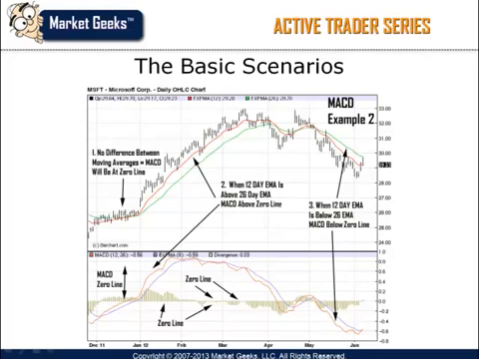Second, when the fast 12-bar EMA moves above the 26-bar EMA, the MACD moves above the zero line. Since the MACD is the difference between the two EMAs, when the 12-bar EMA is above the 26-bar EMA, a positive number is produced. The MACD will be above the zero line. Third, when the fast 12-bar EMA is below the 26-bar EMA, the difference between the two will be negative and will cause the MACD to move below the zero line. You can see each of these three scenarios in this example.